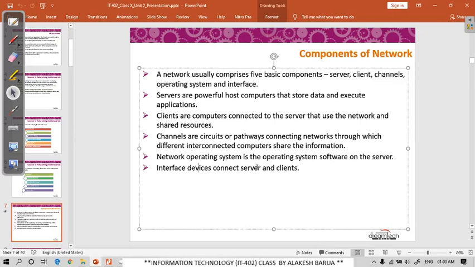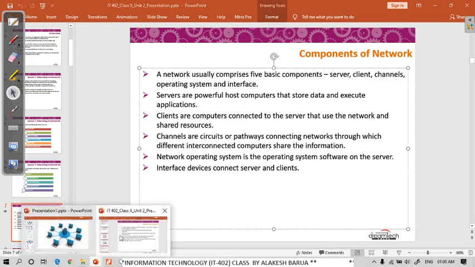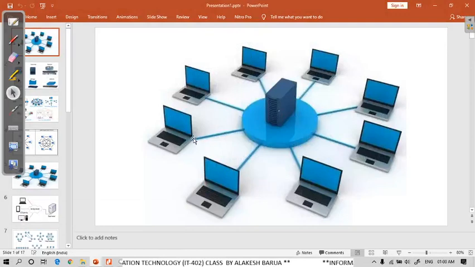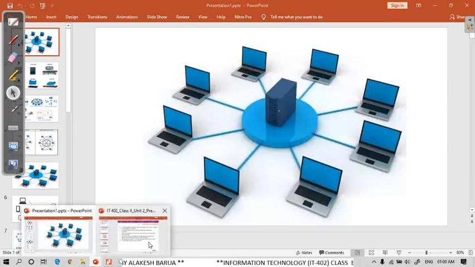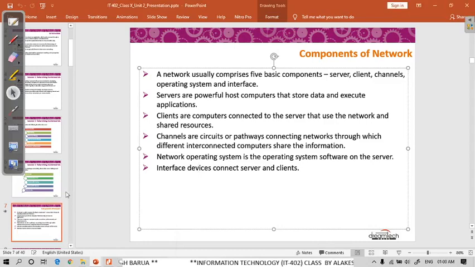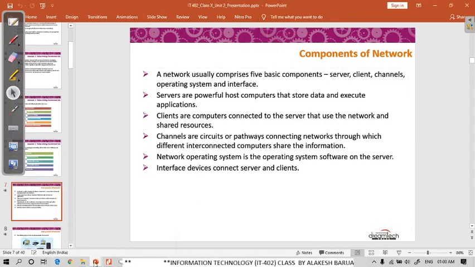And interface devices connect server and clients. So think of interface devices like points. There is a point here and there is a point there, and these two points are connected. So this point is an interface device. Got it? So these are the various components of a network.